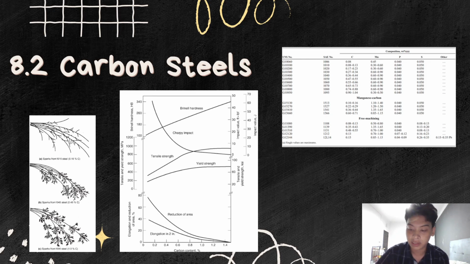Free machining grades. Spark pattern can be used to identify low, medium, and high carbon steel. In picture 8.3, carbon level has a pronounced effect on properties. Picture 8.4. Carbon has limited solubility in iron, and a hard carbide compound called Fe3C, called cementite, forms when carbon is added to iron. See chart.